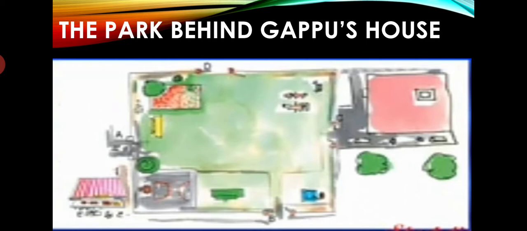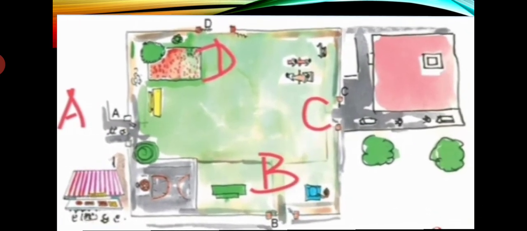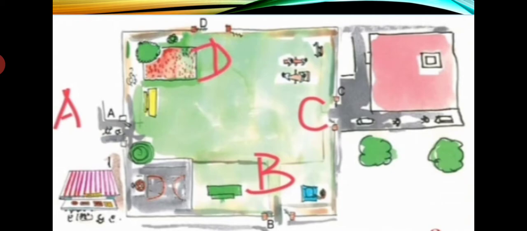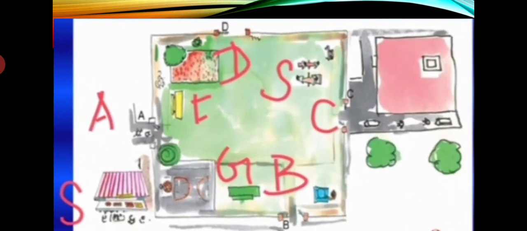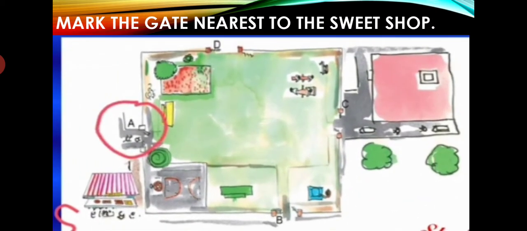There is Gappu's house, sweet shop, then 4 gates are there. Where are the gates? You can see here 4 gates. Gate A, then gate B, gate C and gate D. Then you can see S for sweet shop, F for flower bed, G for green bench, S for seesaw, and here a pink color, that is Gappu's house. Some questions are given in your book and you have to look at the picture, check the directions and give the answer. So mark the gate nearest to the sweet shop.